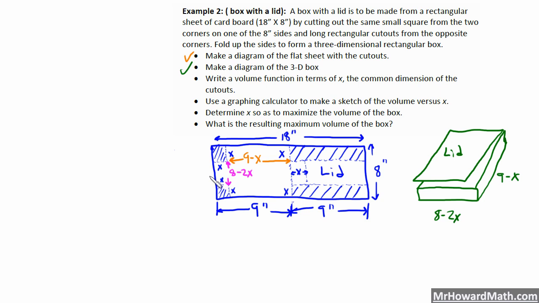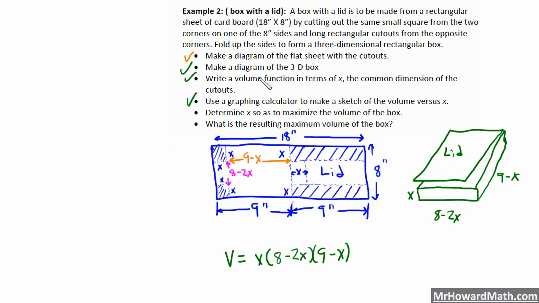Next, write a volume function in terms of x, the common dimension of the cutouts. Okay, well, we did this on the first example, so this won't be too bad. Its volume is equal to the, I didn't label the height here, that was x, so let's go back and do that. So it would be the height times the area of the base, so that's x times 8 minus 2x times 9 minus x. Okay, so that's our volume equation.